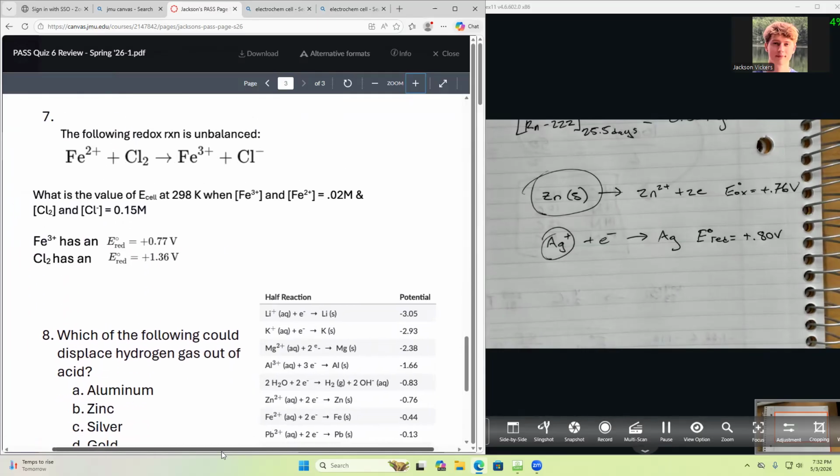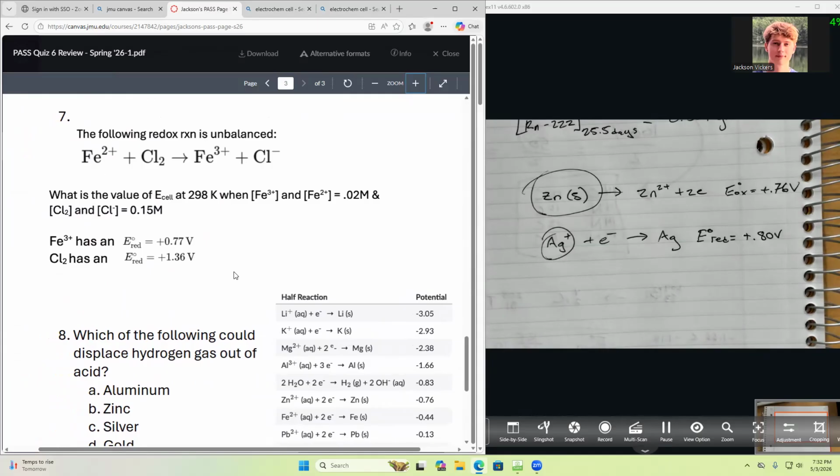This one, we're going to be using another formula, so hopefully we don't run into another dilemma with that stuff. I've given you a redox reaction that's unbalanced, so we're going to have to balance it. That's going to be the first step we do, and that's not too hard. Don't worry, we're not doing the stuff from last unit.